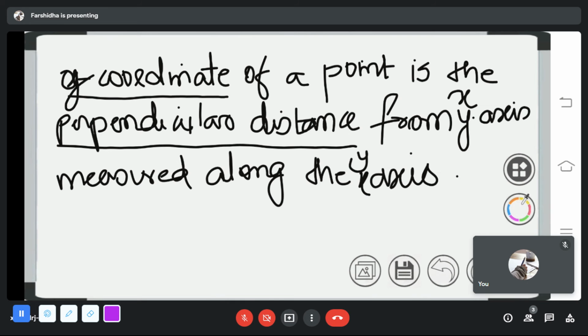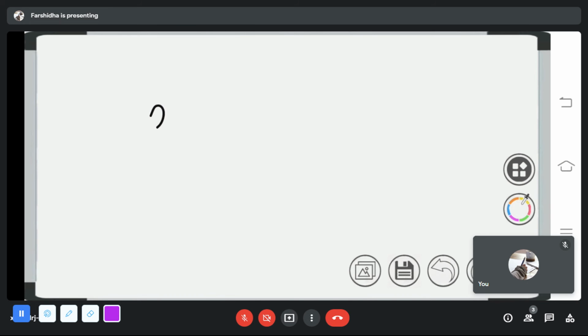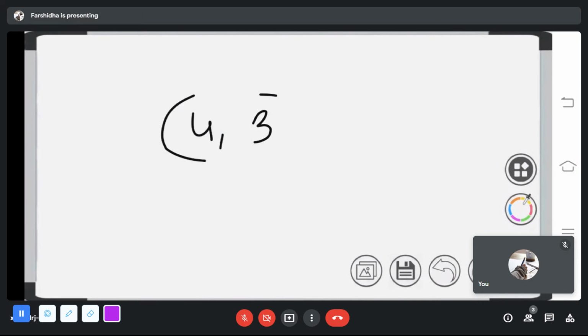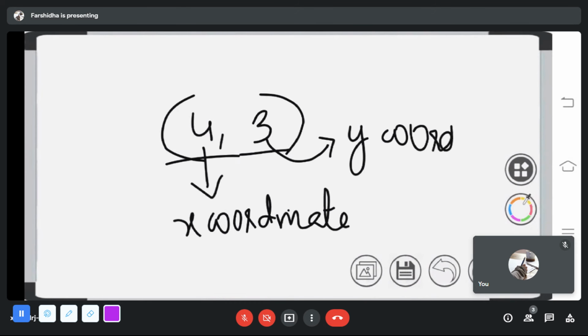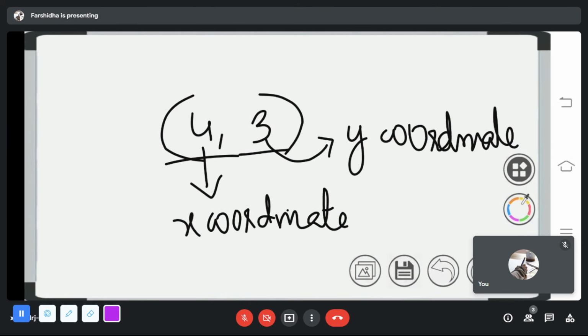Okay, now you know the coordinates of a point. See, suppose this is the coordinate of a point (4, 3). So this you know already. 4 represents the x coordinate and 3 represents the y coordinate. Every time we will always write x coordinate first and y coordinate second. So this is the order of writing the coordinates of a point.